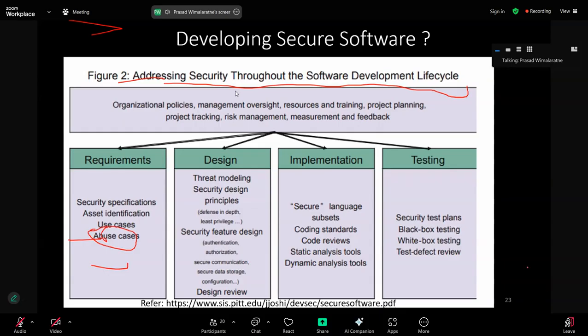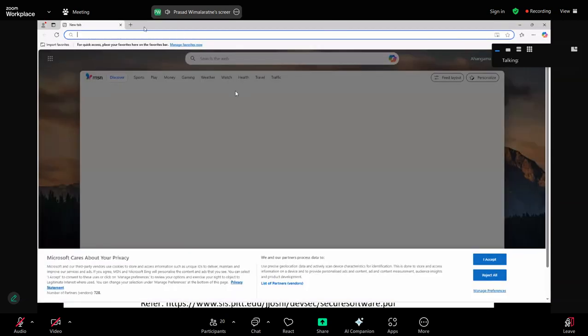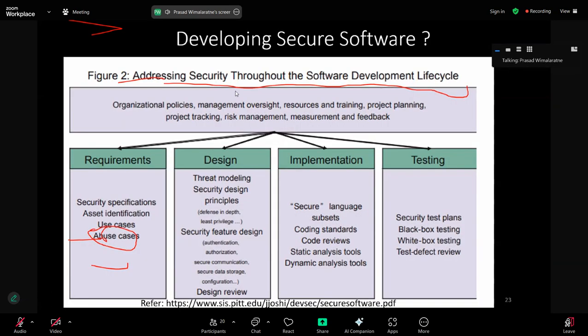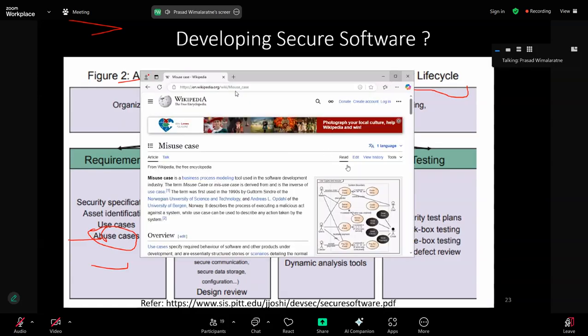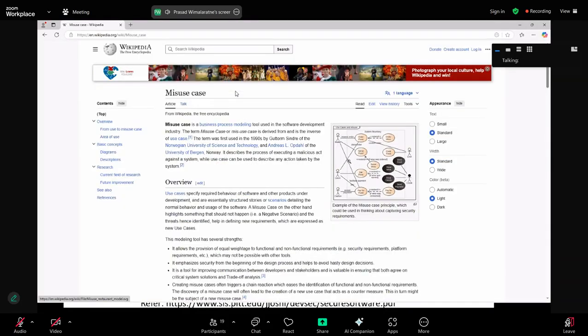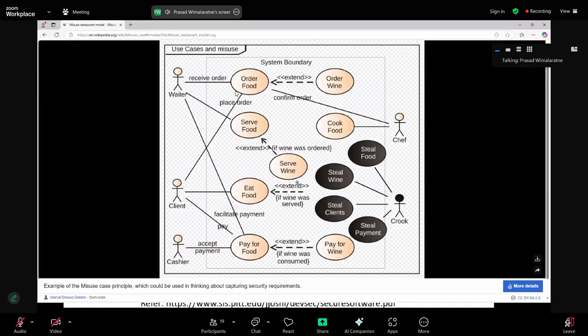Well, let me just show you an example if I can find something. Just give me a moment. One will be useful, I think. So what do I mean by abuse case? If you look at this diagram, you can see we have a use case, typical use case, that is the legitimate user. So we have a waiter and cashier and client, in typical use case, but the black side is a misuse case.